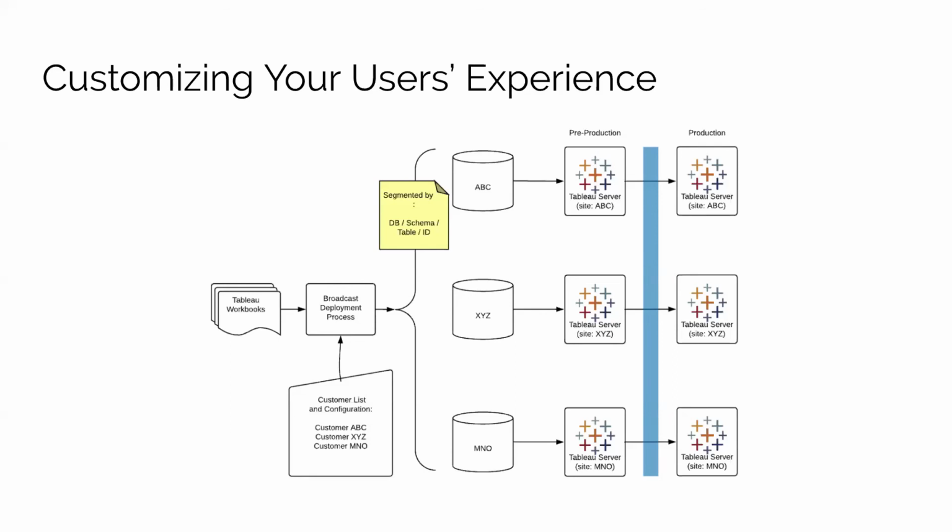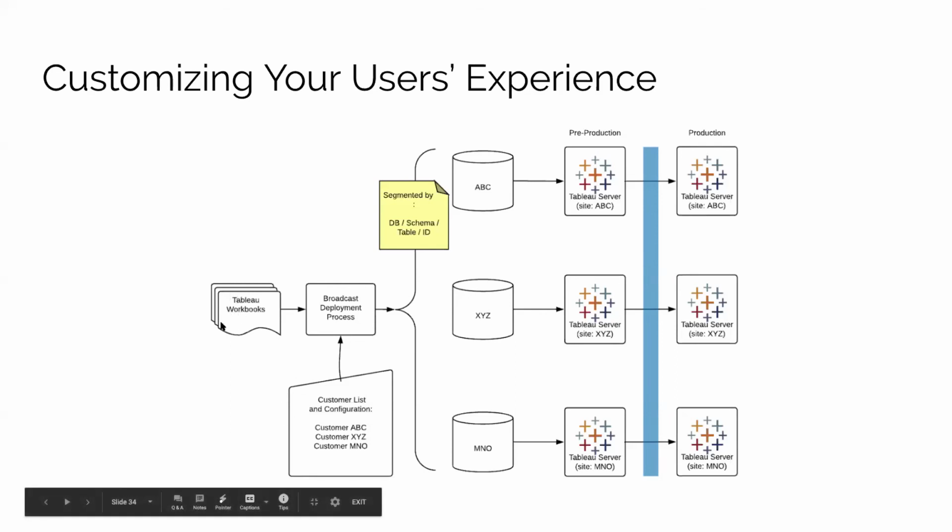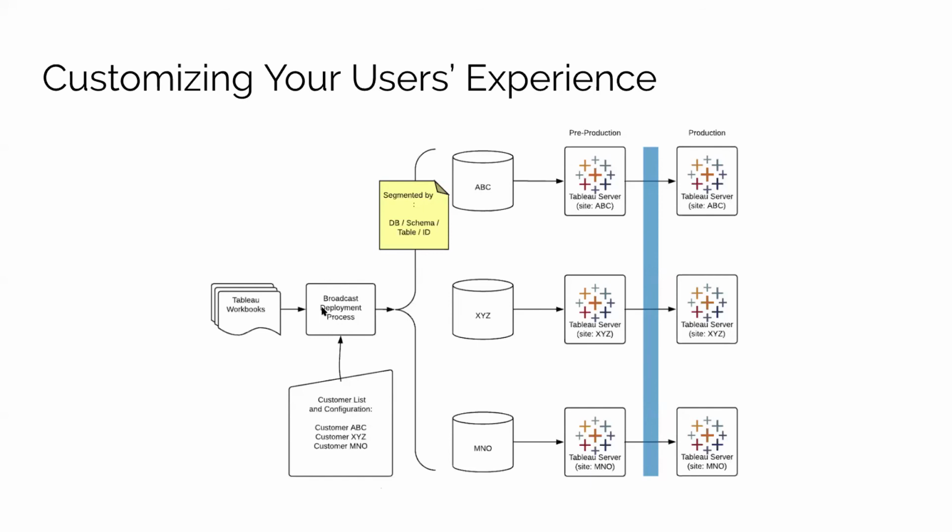What you can do in this case is you can have a set of master workbooks shown here on the left-hand side, and you could have a customer list of all the customers that need a copy of these workbooks with any kind of customization, and then you can have a broadcast deployment process. Now, what this broadcast deployment process would do would use the API ecosystem to customize the reports based on each of these requirements. And then it would use the Tableau Server REST API to publish that content to the different sites, so that each site sees a slightly different variety of those workbooks.